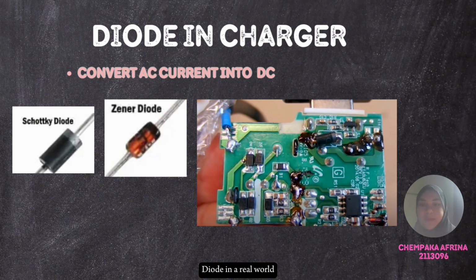Diode in a real-world application: charger. Chargers often work with alternating current, AC, from the power source. Diodes are used to rectify AC into direct current, DC, allowing the current to flow in only one direction. This is crucial for charging batteries, which typically require DC. So, a diode is usually used to convert AC current into DC. As we can see, this is a charger. If we open this up, we can see it has a Schottky diode and a Zener diode.